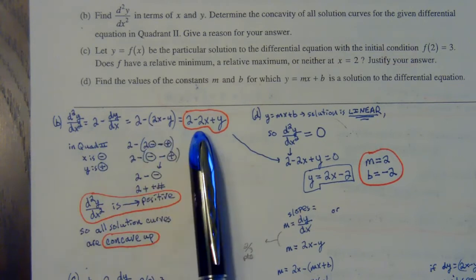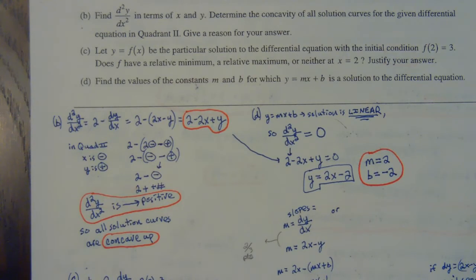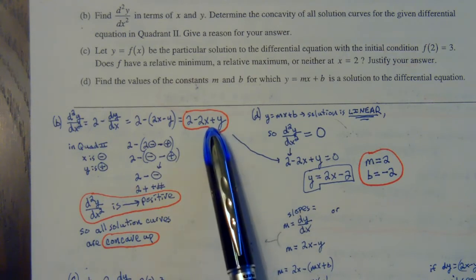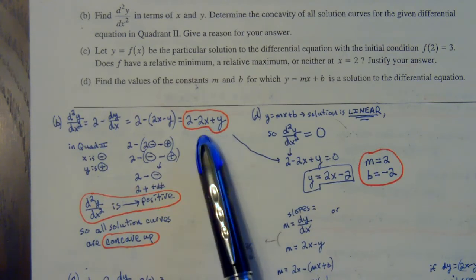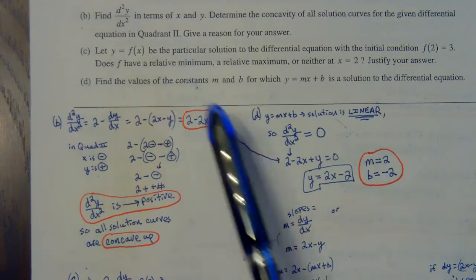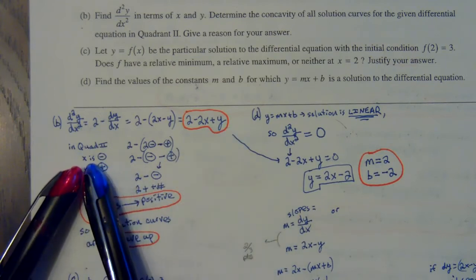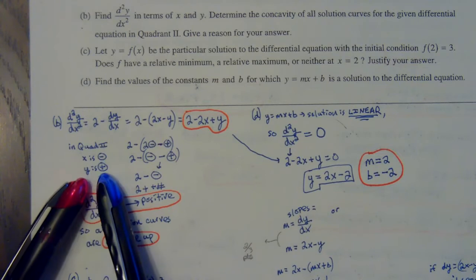I was staring at the second derivative, and okay, I wanted to figure out if we're going to determine whether something's concave up or concave down, we got to figure out whether this expression is positive or negative. And it's kind of weird because they don't really give us any points, except the only thing they give us is in quadrant 2. So I said, okay, let me think about my x's and y's in quadrant 2. In quadrant 2, I know x is a negative value, y is a positive value.